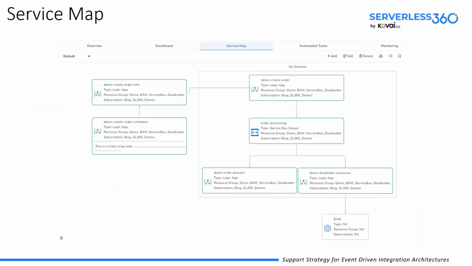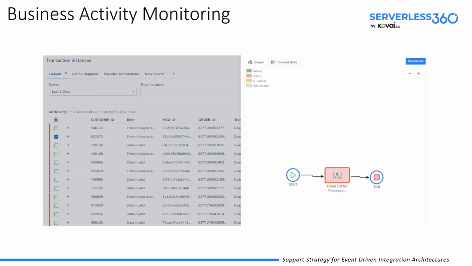Service map gives us a visual view of what our app looks like and how it's working, and helps us work out whereabouts we have problems and zone in to fix the issue quicker. Business activity monitoring gives us the ability to put messages into a business activity monitoring platform where we can work out what the data is about.